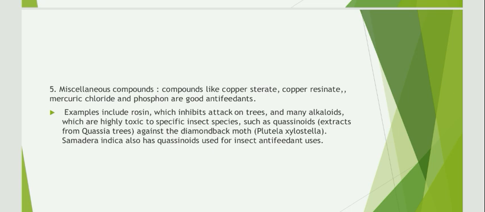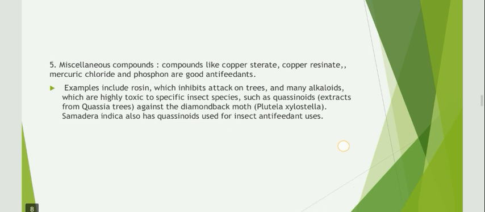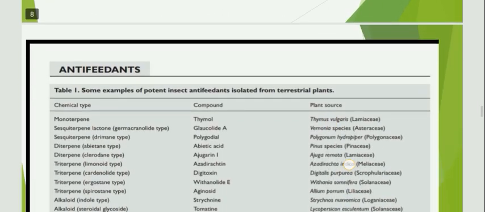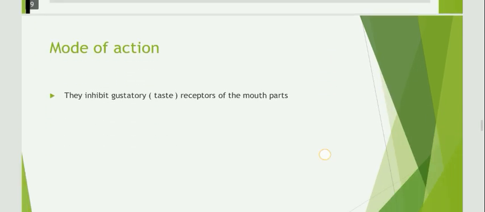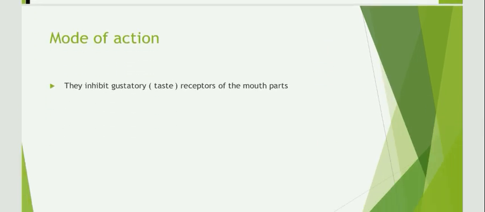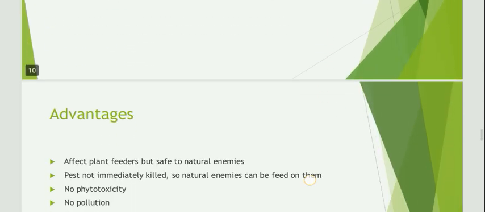Examples include rosin, which inhibits attack on trees, and many alkaloids, which are highly toxic to specific insect species, such as quassinoids, extracts from quassia trees against the diamondback moth. Samadera indica also has quassinoids used for insect antifeedant uses. Mode of action: they inhibit taste receptors of the mouthparts.